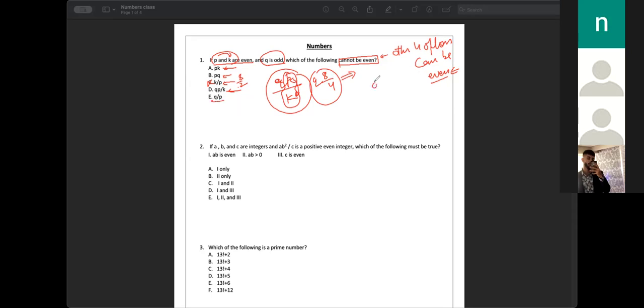Q upon P, odd upon even, is definitely a non-integer. This is something that cannot be even for sure. The question can be which of the following cannot be even. The question can also be which of the following cannot be an integer. That question would also do. Right? So E is your answer.